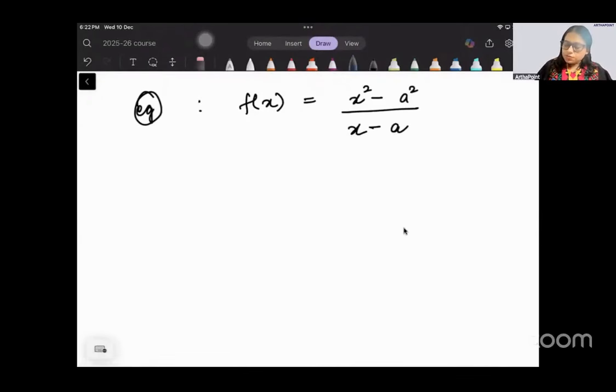Now, you will notice that the function is not defined at a. Because the moment I will put a in the function, I will get a 0 by 0 form. Right? The function is not defined at a. But I can go ahead.